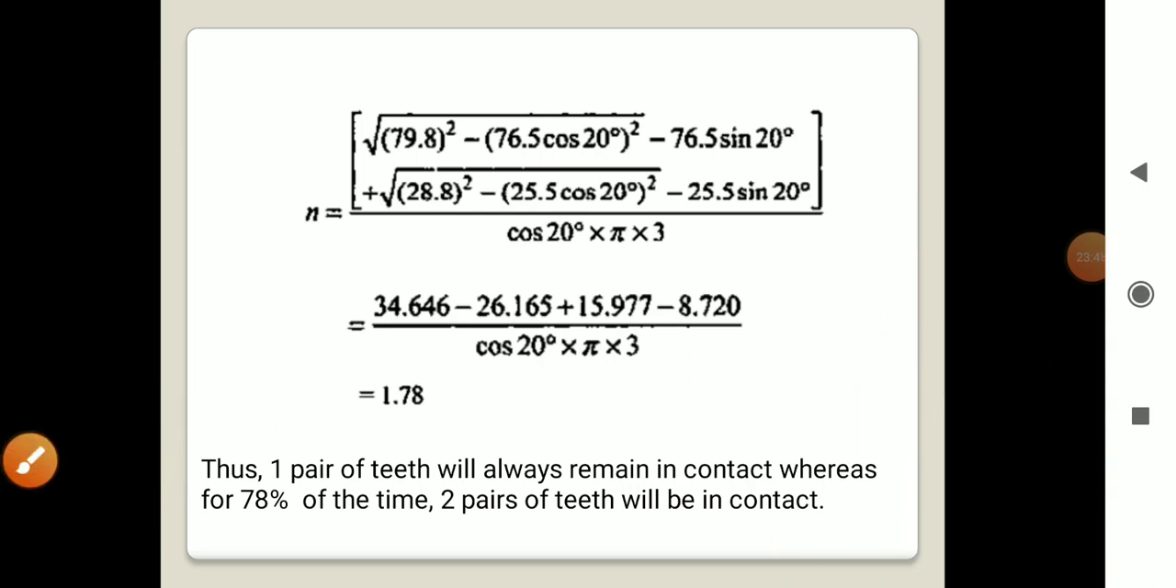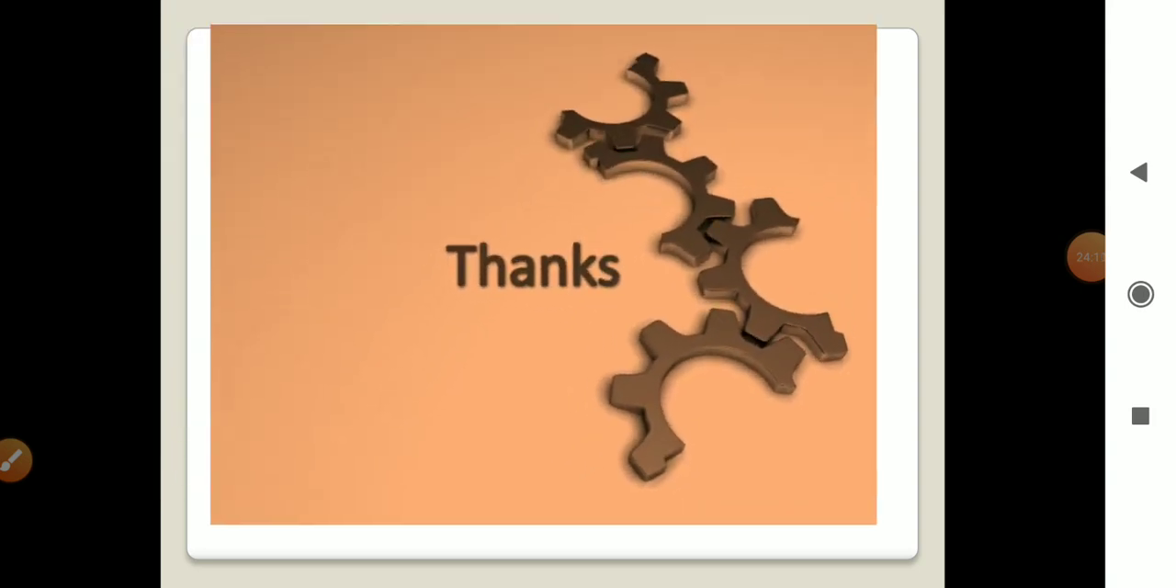So in this case we can state that one pair of teeth will always remain in contact, whereas for 78% of the time 2 pairs of teeth will be in contact. This will be the conclusion of this problem. We got all the findings here. In the next video we will see the next problem. Thank you.